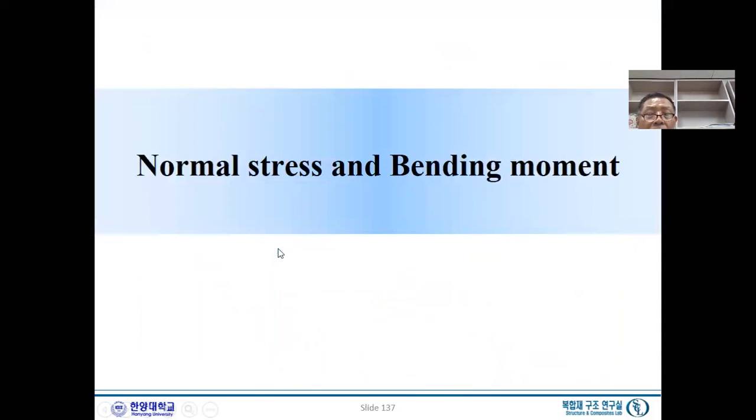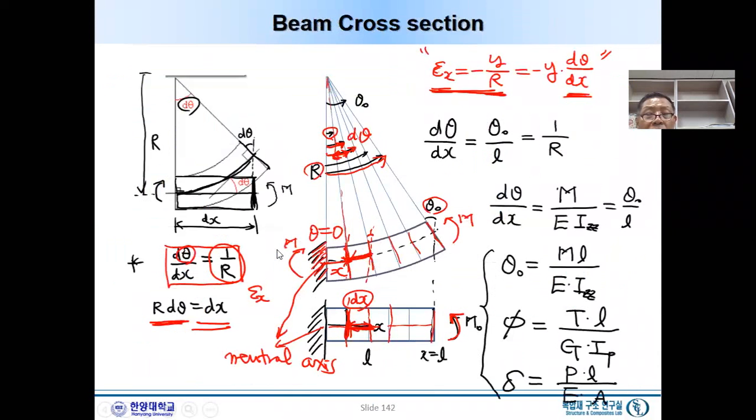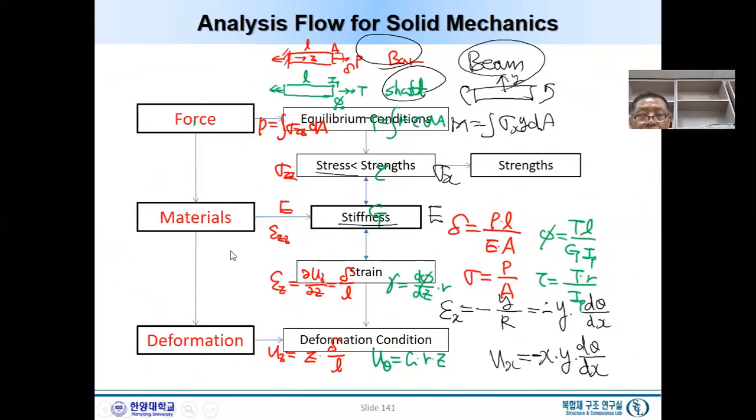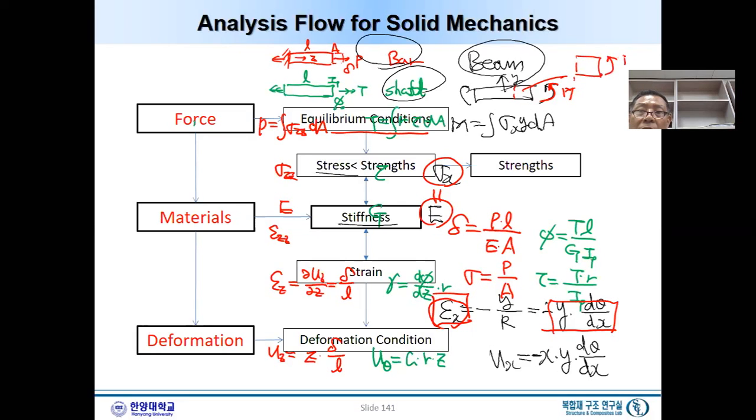Once we have that, the next step is pretty much straightforward. Since we have epsilon x equals minus y times d theta dx, then sigma x equals E times epsilon x. That is the stress-strain relation. For equilibrium, we apply the moment, and at this part internally there will be a stress distribution like that.